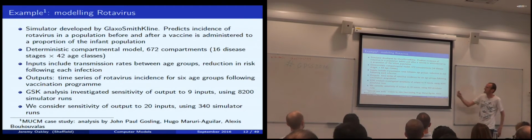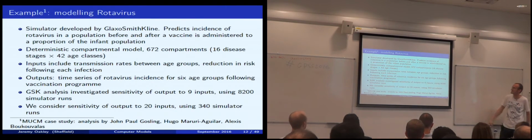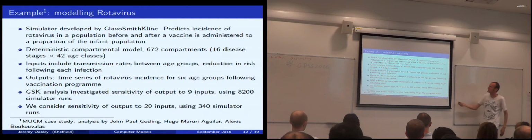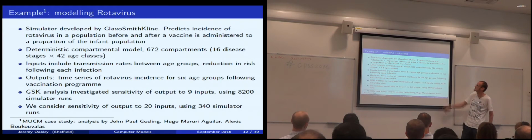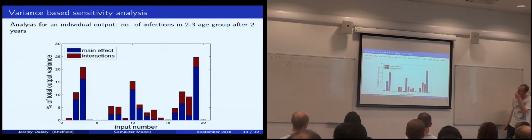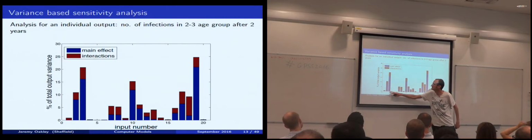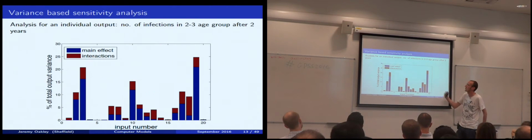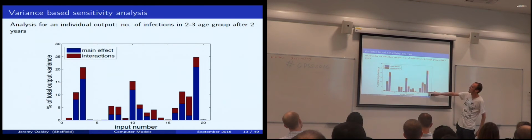So they did a sensitivity analysis. They varied 9 inputs and they looked at 8,200 different simulator runs. We did an extended version where we had 20 inputs using a smaller number of simulator runs. This is the sort of thing that you get out of this analysis. You've got your 20 different inputs, and for each one, you calculate what the expected reduction in variance would be if you were to learn that input before predicting the output. That's the blue bar there.